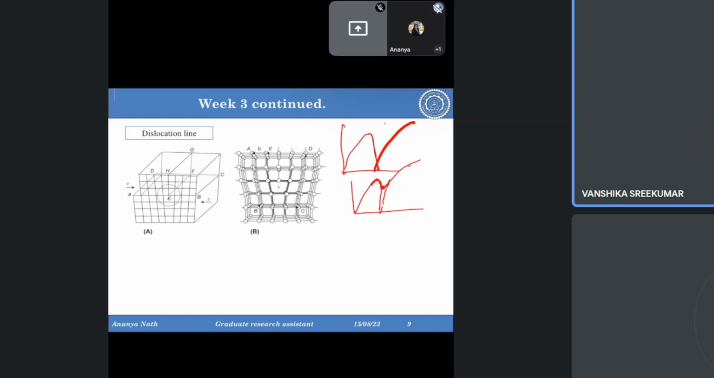When we have loaded it, right? Yes. Here, we have loaded it and we have unloaded it. If this is a force and this is a time, so for some time we have loaded it and then we have unloaded it.